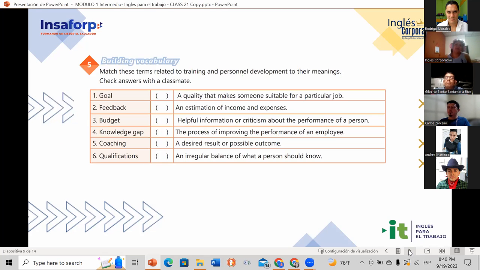Okay. Then we have vocabulary here. First, we're going to read the vocabulary and we're going to make sure that you understand everything. Do you know what is a goal? Feedback, budget, knowledge gap, that we already studied. Okay, and then coaching and qualifications. I'm going to give you another 2 or 3 minutes to analyze, and then we're going to match with the definitions. Goal, a quality that makes someone suitable for a particular job.